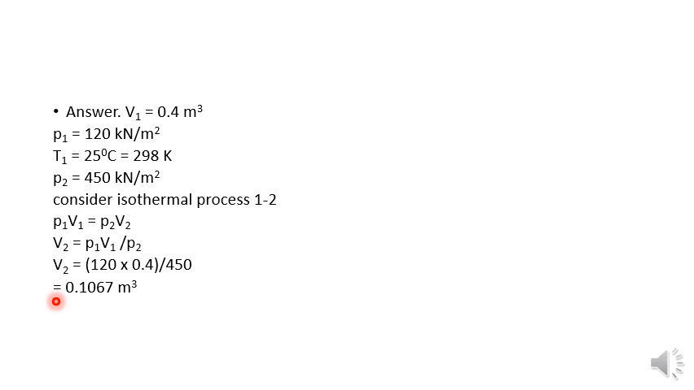In an isothermal process, at constant temperature, P1 V1 is equal to P2 V2. All the terms are given in the data except V2, so we calculate V2 using this relation. Next, the compression ratio R is equal to V1 by V2. So 0.4 divided by 0.1067, we get 3.75 as the compression ratio.